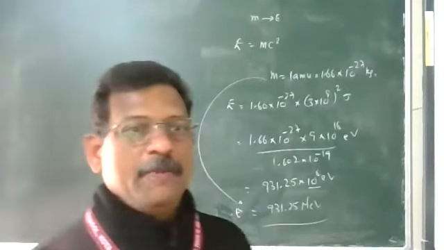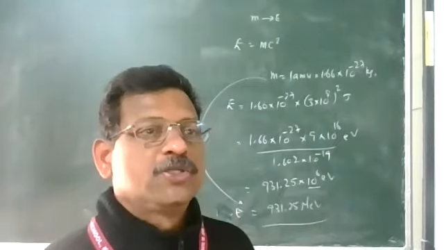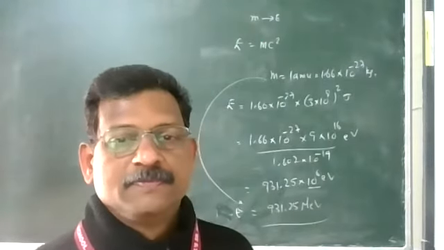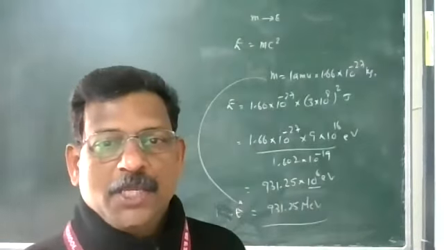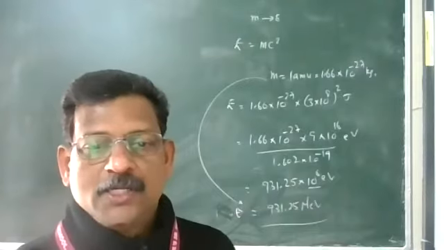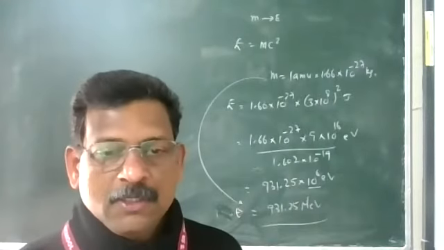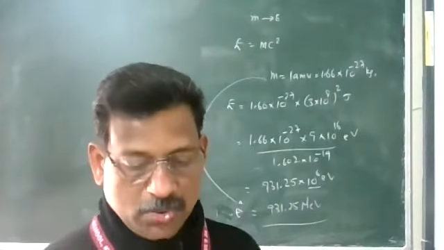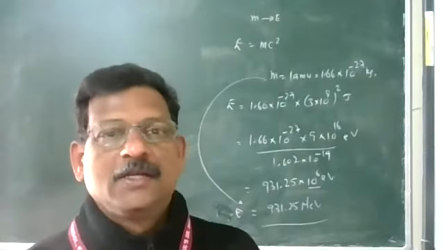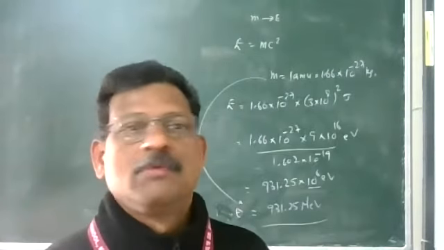This conversion is very important in nuclear fusion and fission reactions. The energy equivalent to 1 atomic mass unit is 931 mega electron volts. So it is a standard conversion and you have to remember it.